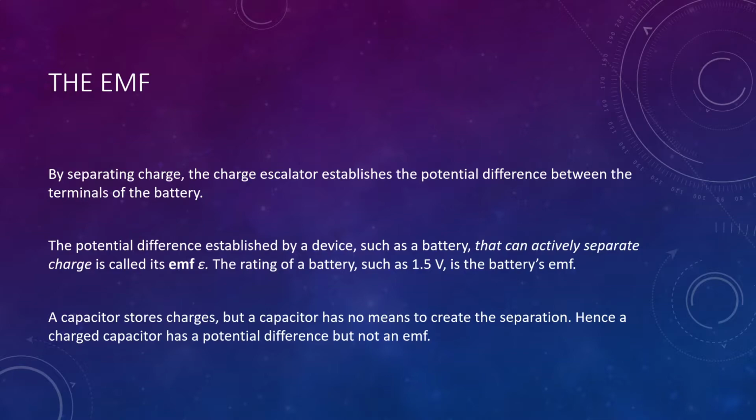Well, anytime you have a device that actively separates charge to give itself a potential difference, we call that potential difference the EMF, epsilon. EMF stands for electromotive force. So even though it is still a potential difference, say 9 volts, we call it the EMF if it's coming from something that separates charge.